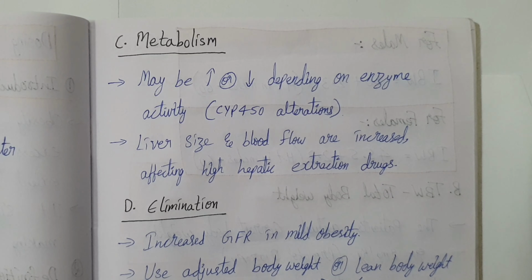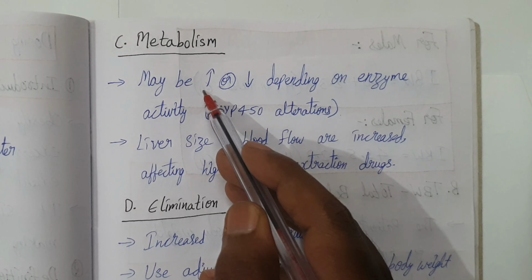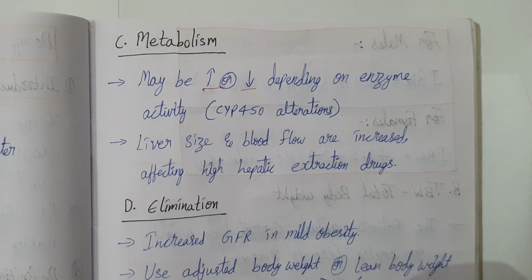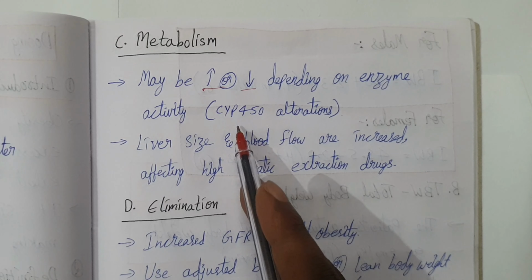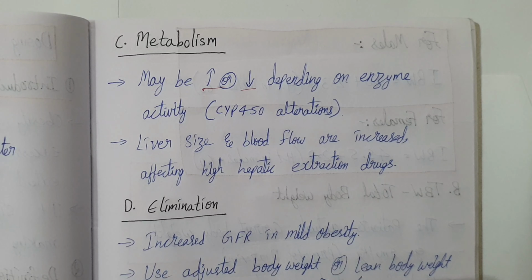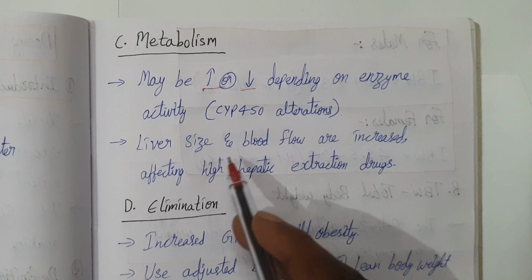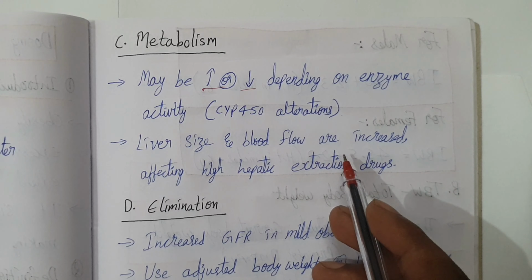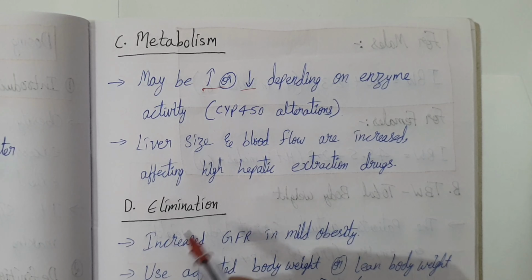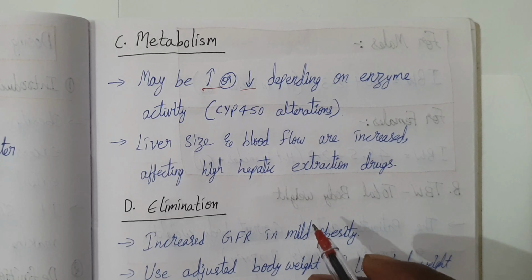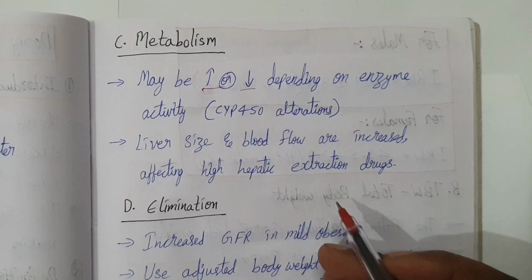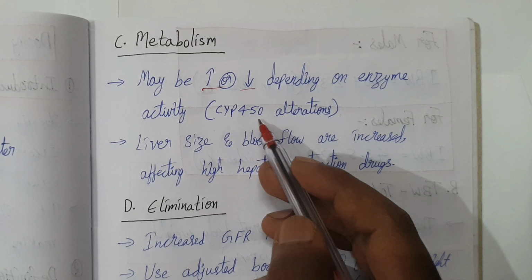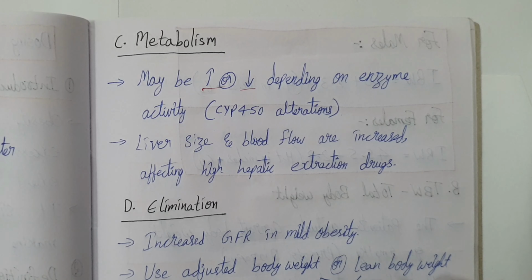Now obesity can increase or decrease metabolism depending on enzyme activity. But one key point is that liver size and blood flow increase. So for high hepatic extraction drugs, metabolism might go up. You can remember it like this: CYP450 enzymes may behave differently in obese patients.